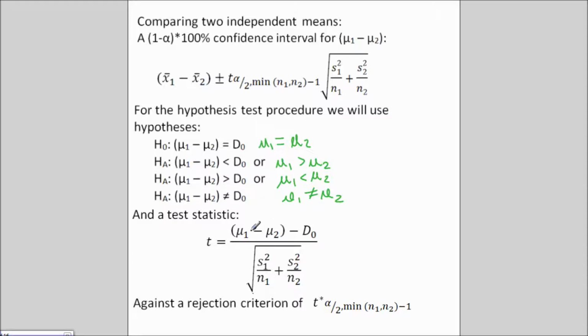And the test statistic is just, oops, this is a mistake, should be the sample mean of 1 minus the sample mean of 2 minus this assumed difference divided by, once again, the variance of 1 divided by its sample size plus the variance of the other divided by its sample size, and the square root of all that. And against a rejection criterion of T star alpha, or alpha over 2, depending which one, using the minimum sample size for the degrees of freedom, minus 1.